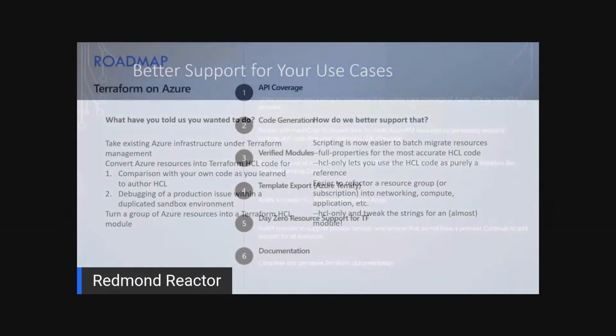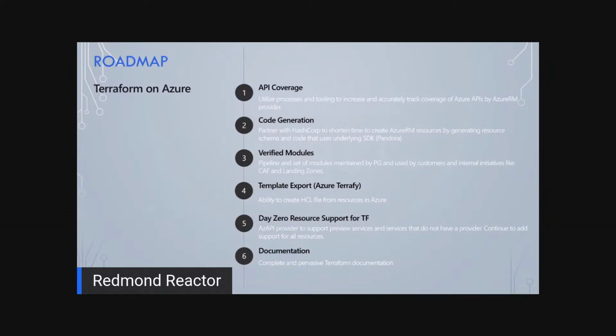So with all that in mind, we did want to talk briefly about the roadmap for Terraform on Azure as a whole. And these are likely some of the themes that you'll see recurring during the community calls in terms of projects or things that we're working on. First, we want to make sure that our API coverage is great. We want to make sure that all of the Azure APIs that are important to your scenarios are covered by the Azure RM provider. Second, we want to continue to work with the HashiCorp team to create Azure RM resources and schemas that utilize the underlying SDK so that Azure RM remains a great and high quality provider. And we're always looking to improve that.